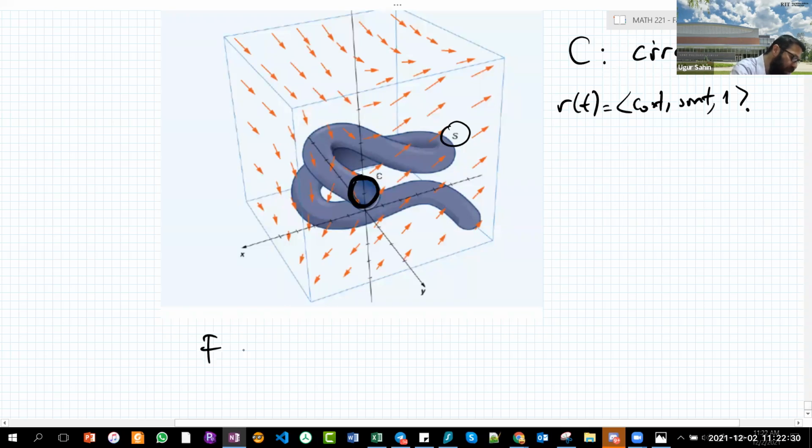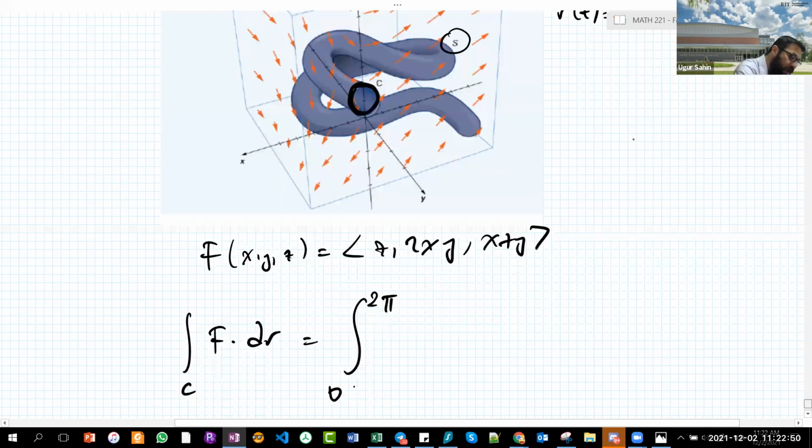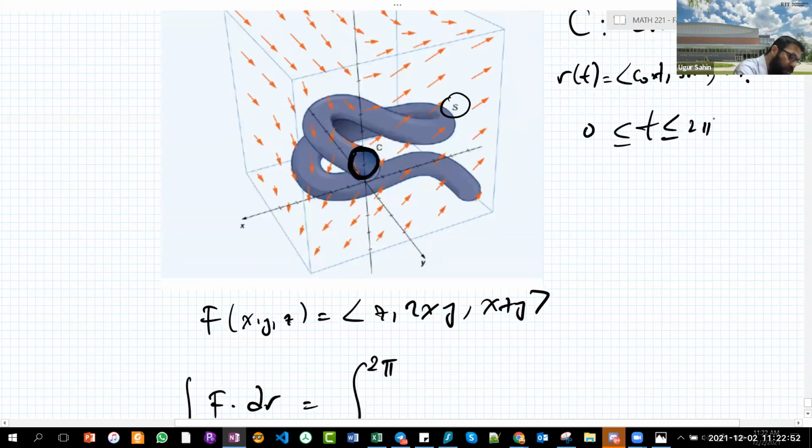My F function was equal, right? My F function was equal to z, xy, and x plus y. As you know, to take the line integral F dot dr, I need to use this parameterization. The parameterization of the circle, of course, you need to give the interval for your circle. Of course, it's going to be 0 to pi.